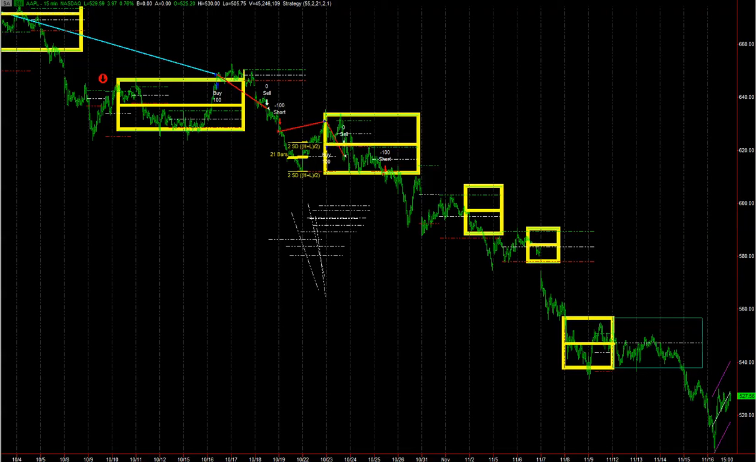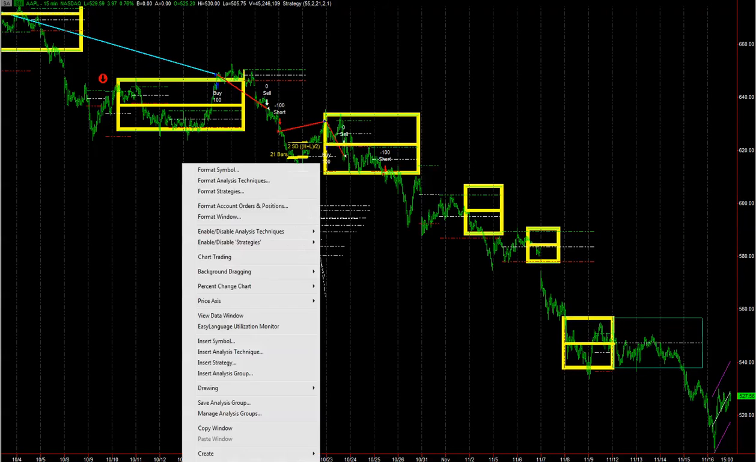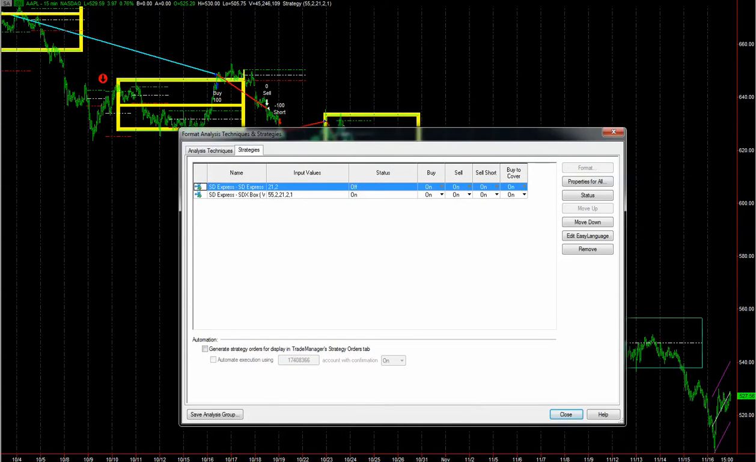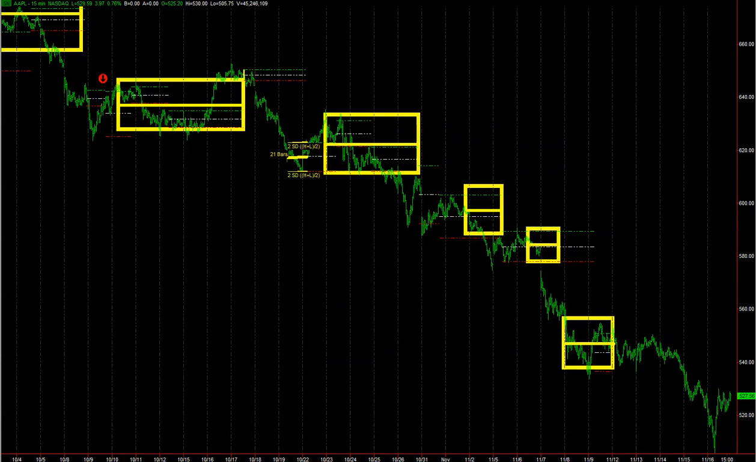I am trying to decipher what is going on here, and I think we have a confusion point between the SDX Express and the SDX Box. I am currently switched off the SD Express. I'll in fact remove it, and I'm only working with the SDX.